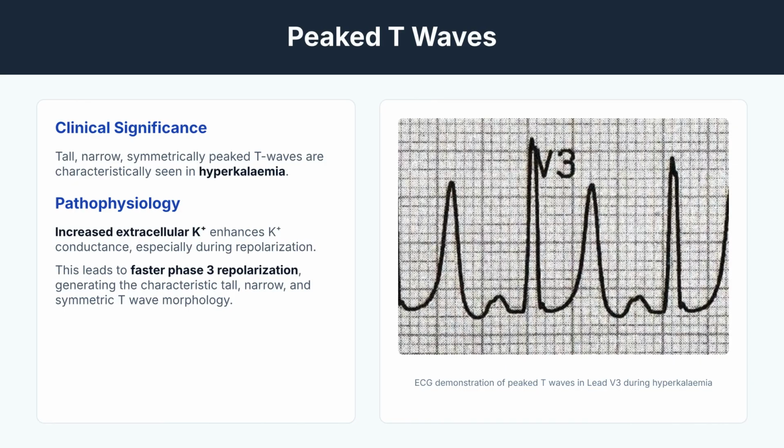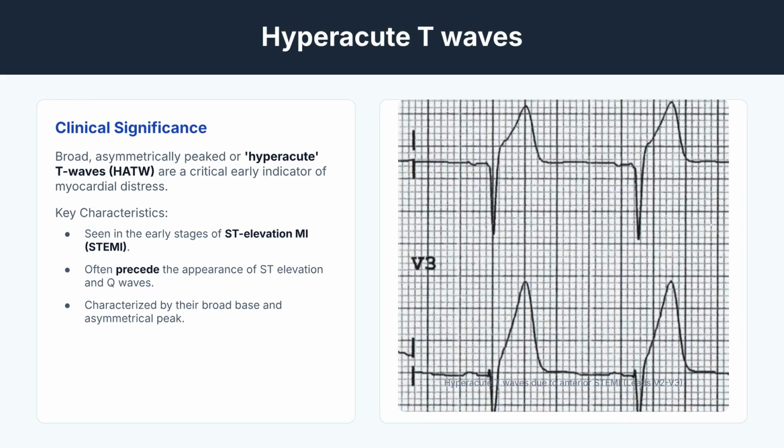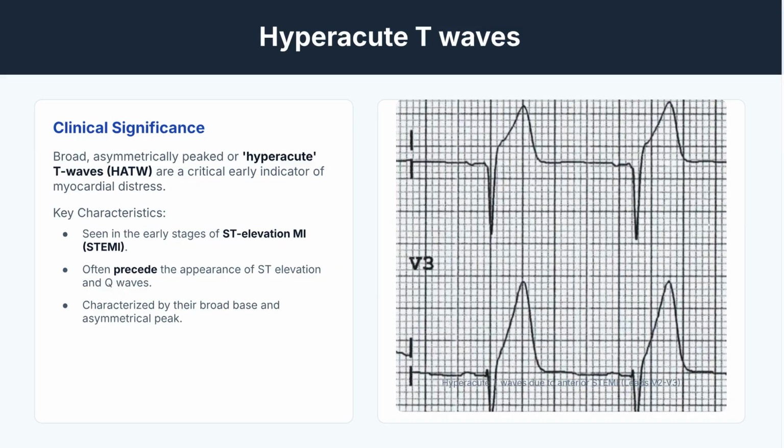Pathophysiologically, this is due to increased extracellular potassium enhancing potassium conductance, leading to faster phase 3 repolarization. Hyperacute T waves are broad, asymmetrically peaked T waves, and are a critical early indicator of myocardial distress, typically seen in the early stages of ST elevation MI. They often precede ST elevation and Q waves.